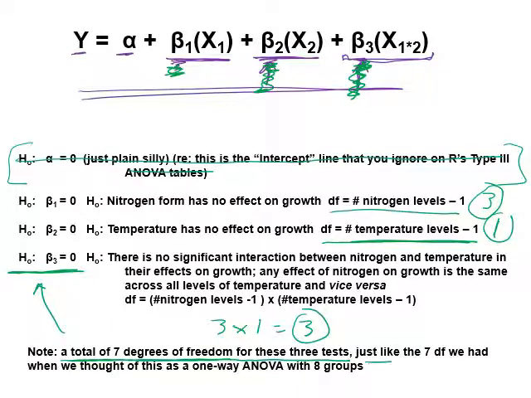So it's just like the 7 degrees of freedom we had when we thought of it as a one-way ANOVA with 8 groups. But what we're doing is we're taking that one test and breaking it into 3 separate tests and dividing their degrees of freedom, which remember are additive, breaking their degrees of freedom up accordingly.